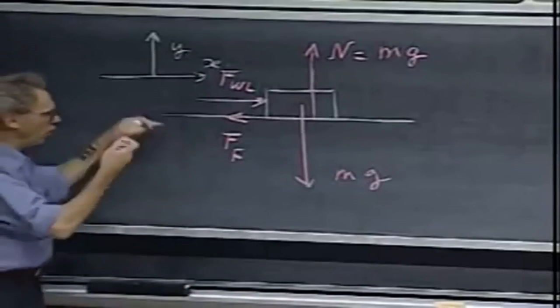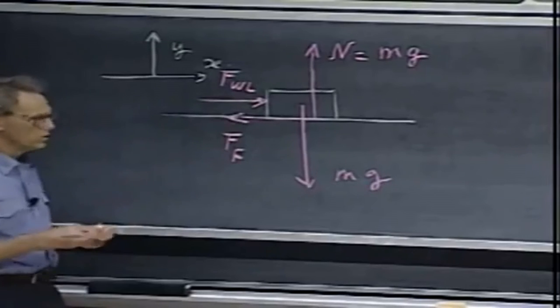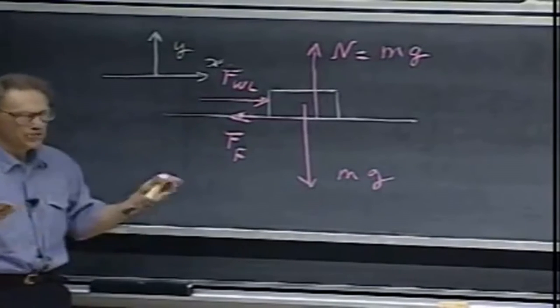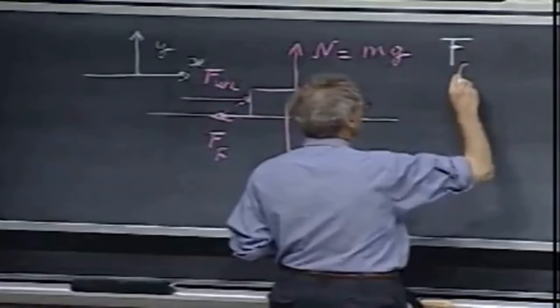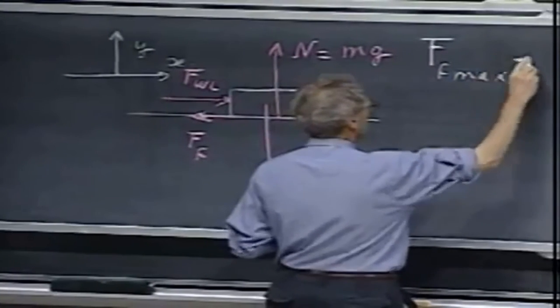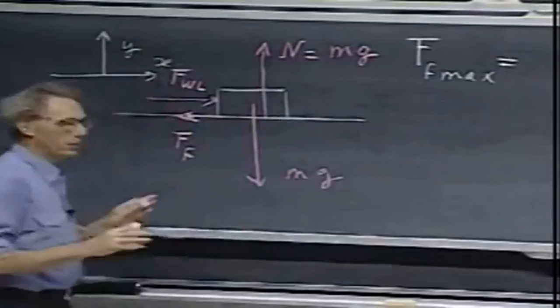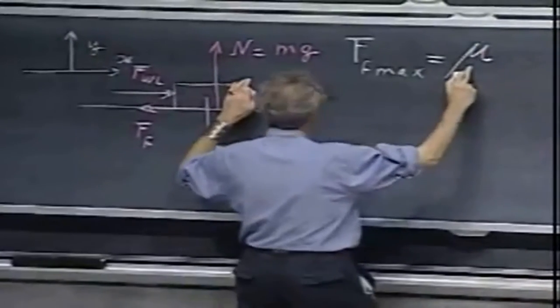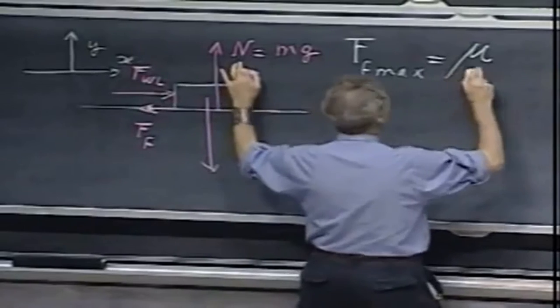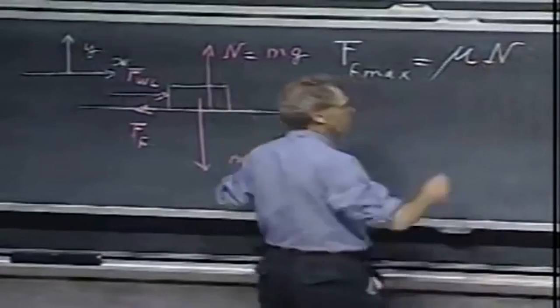It means that the frictional force, which is growing all the time as I push harder, reaches a maximum value which it cannot exceed. And that maximum value that the friction can achieve, this is an experimental fact, is what's called the friction coefficient mu, which has no dimension, times this normal force.